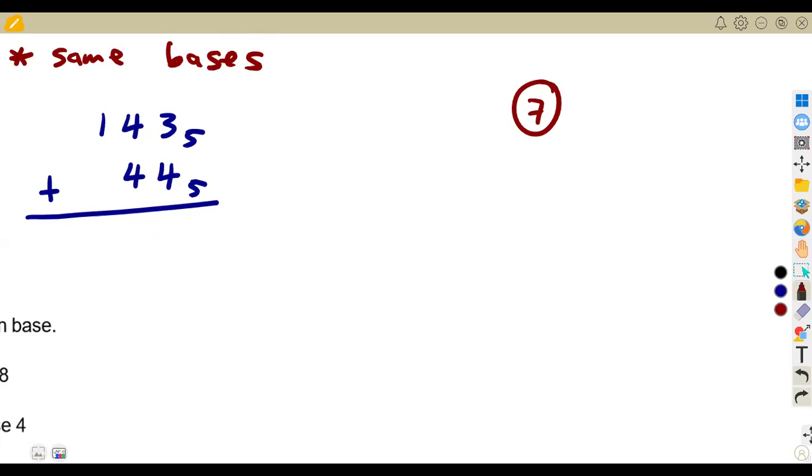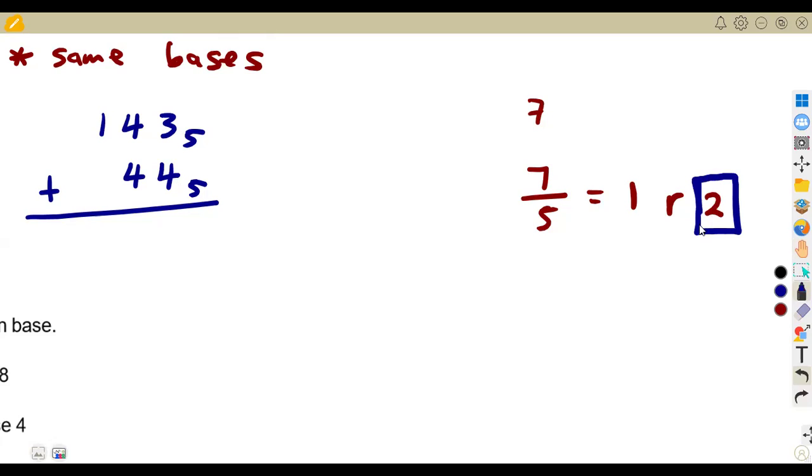So what are we going to do? In the case that the answer you are obtaining is equal to the base or more than that base, you divide the number by the base. This is the number that we are obtaining, which is 7, so we are going to divide this 7 by the base of 5, noting the remainder. 5 into 7 is going to be 1, and we've got a remainder of 2.